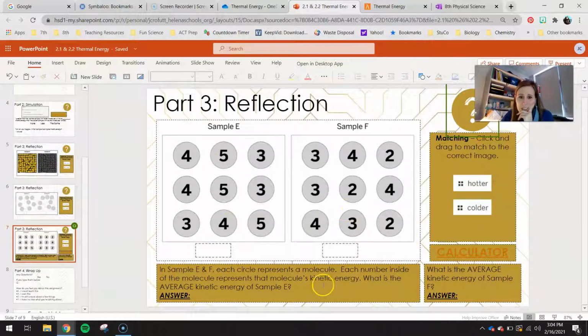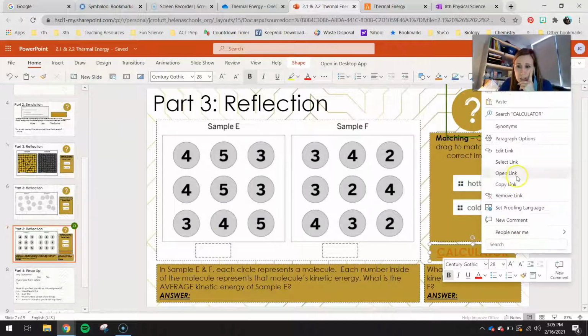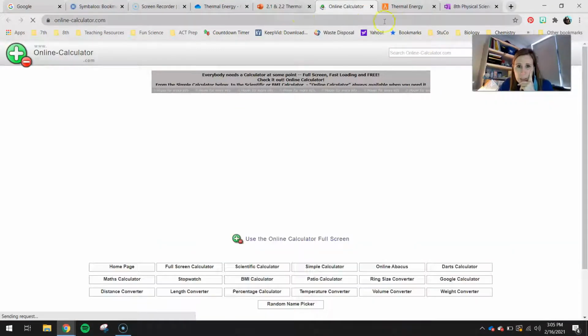And then you will need to calculate the averages of each of these. Okay, it might help you to first calculate the average. So in the introduction we talked about temperature being the average kinetic energy. So this is where we start to tie in temperature, and when we learn about averages, why that plays into it and why we had to review averages. So go ahead, calculate sample E and F right here. Here's the calculator. If you need it, just right click it to open it up. It'll take you into a calculator.